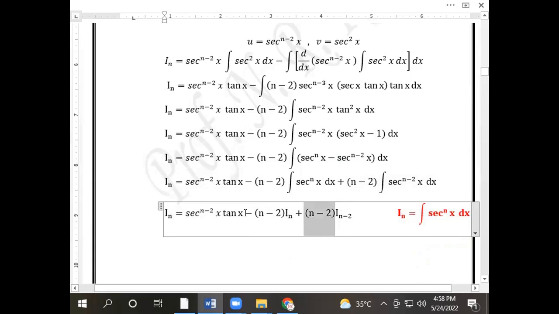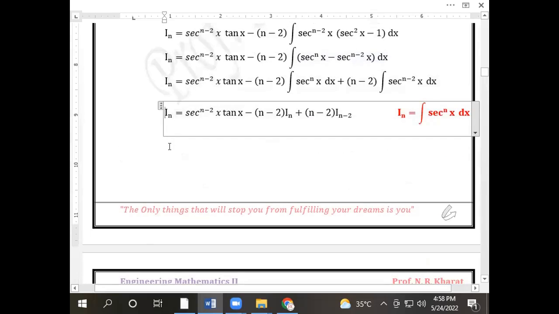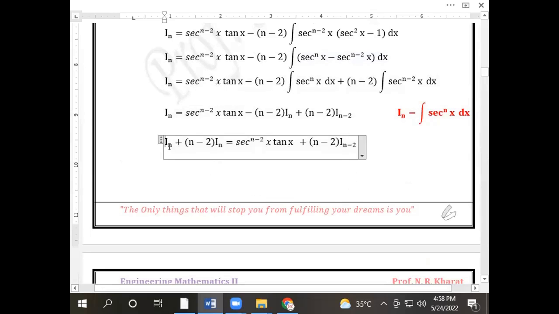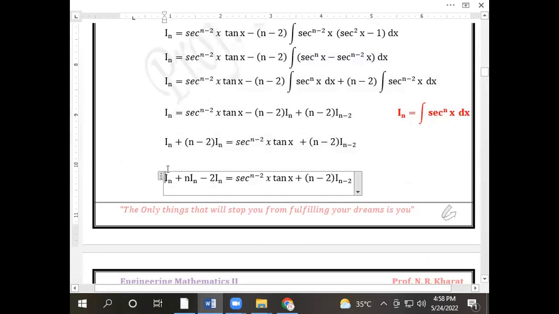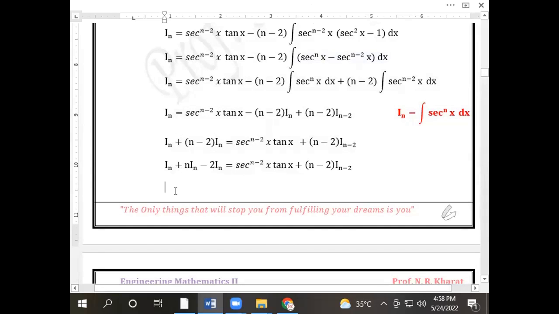I of n minus 2. We have to shift this to the left hand side. It becomes plus times n minus 2 of In. And after making the simplification of this, we move these terms to the right hand side. Minus 2 of In.